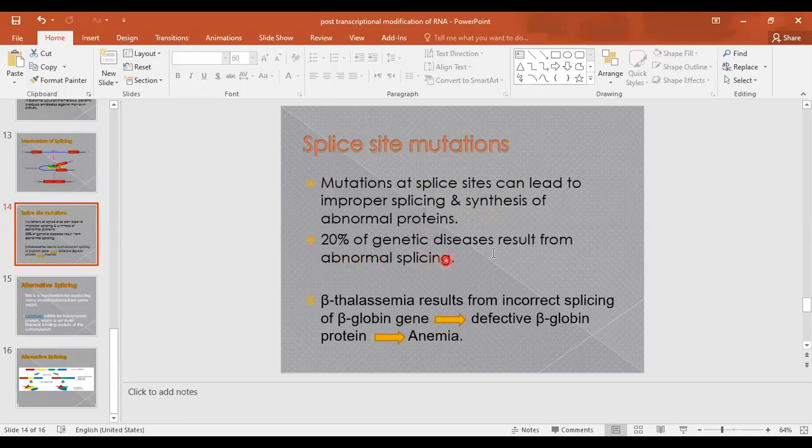20% of the genetic disease result from abnormal splicing. يعني 20% من الأمراض الجينية سببها abnormal splicing.